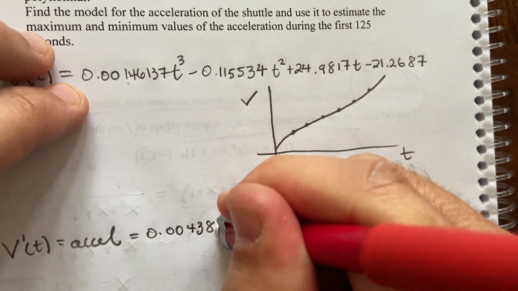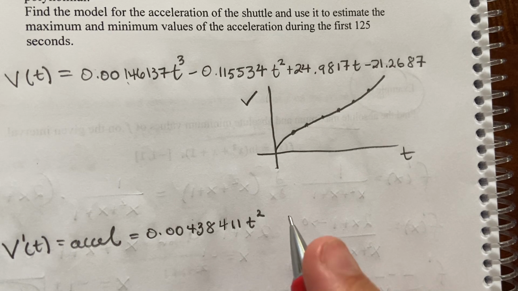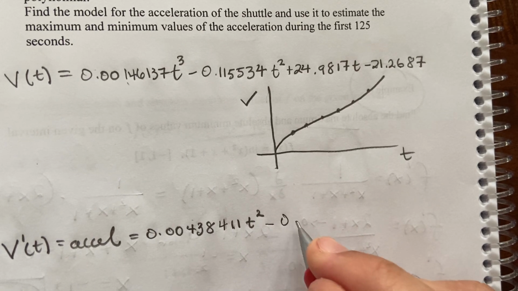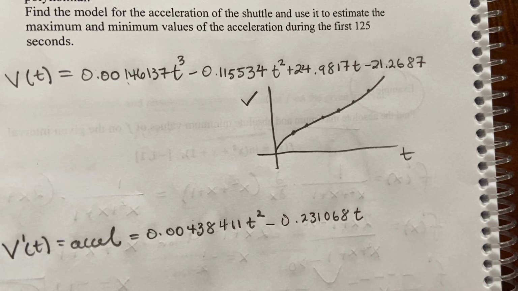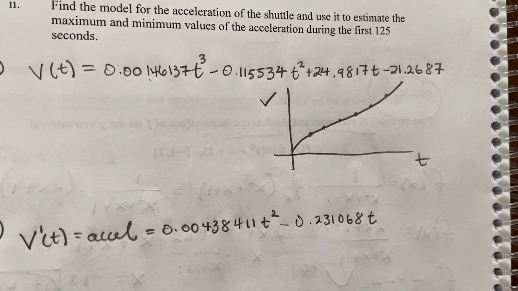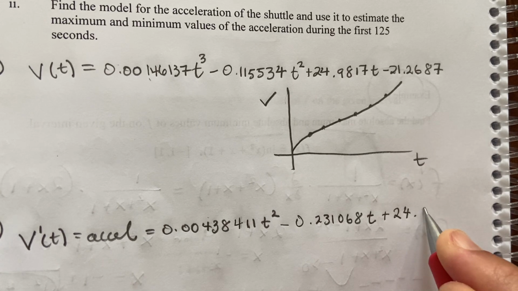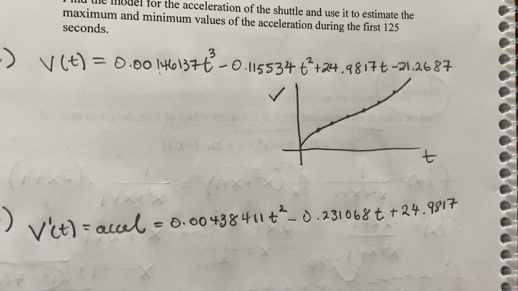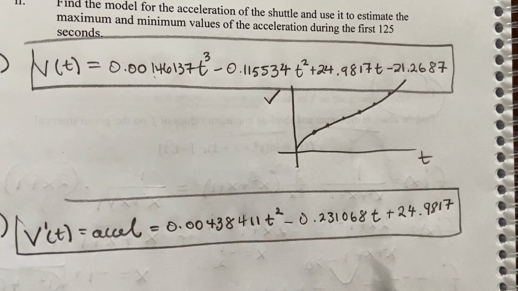That's a 4, by the way. And then also power rule here. So I'll multiply down by 2. I'll get negative 0.231068. That's a t now. And then I'll have plus 24.9817. So this would be the model for the acceleration that they were talking about. Here's our model for the velocity, by the way.